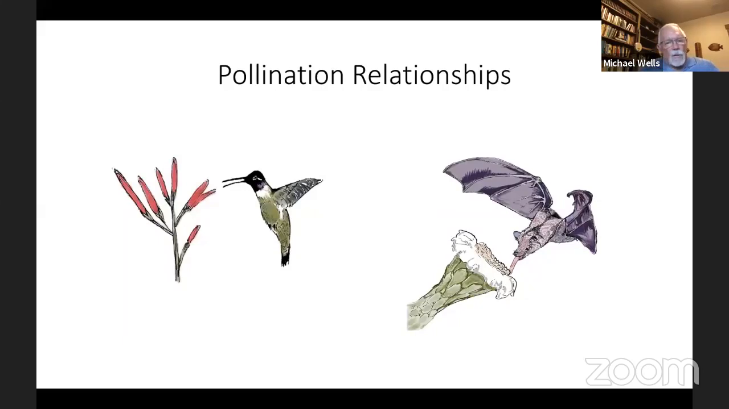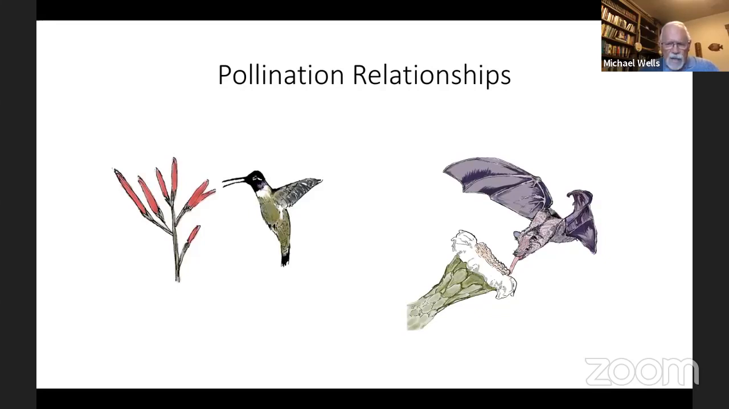Pollination relationships are one of the great examples of coevolution, of the evolution of one organism affecting the evolution of another. I mean, we all know about hummingbirds, and hummingbirds, of course, are adapted to feed from plants that have long red tube flowers, and they have long skinny beaks that fit in there. And so the hummingbird pollinates the plant, and then the plant gives a meal to the hummingbird. And probably a lesser known example is our bats. And in the desert, many cacti and also agave are pollinated by bats at nighttime.